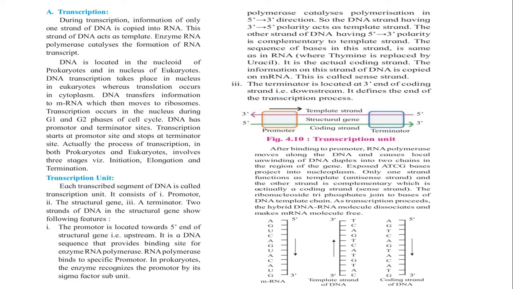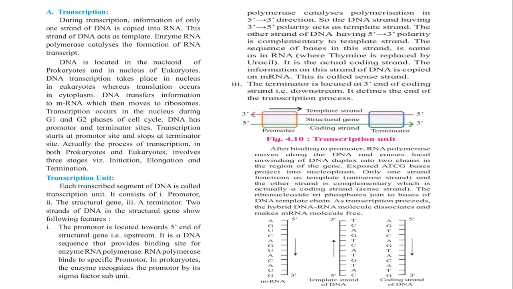DNA transfers information to messenger RNA, which then moves to ribosomes. Transcription occurs in the nucleus during G1 and G2 phase of the cell cycle. DNA has promoter and terminator sites. Transcription starts at the promoter site and stops at the terminator site. Actually, the process of transcription in both prokaryotes and eukaryotes involves 3 stages: initiation, elongation and termination.